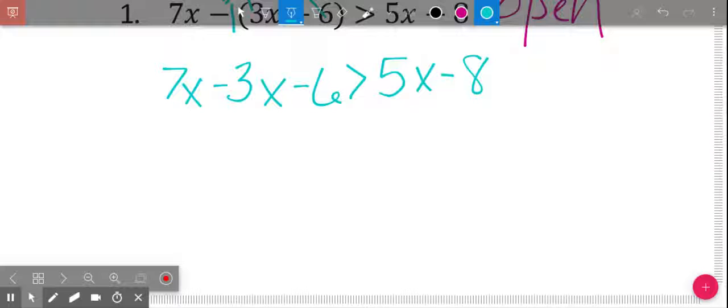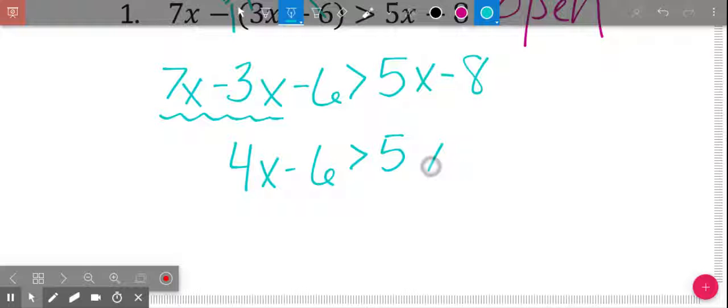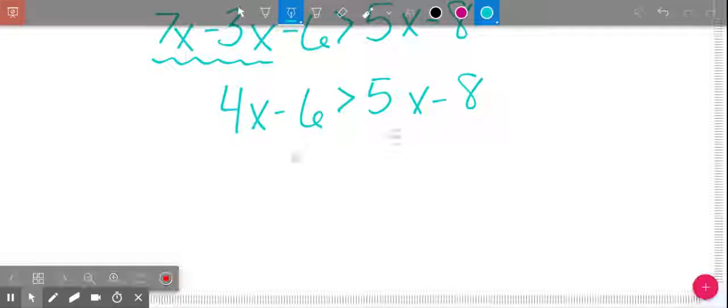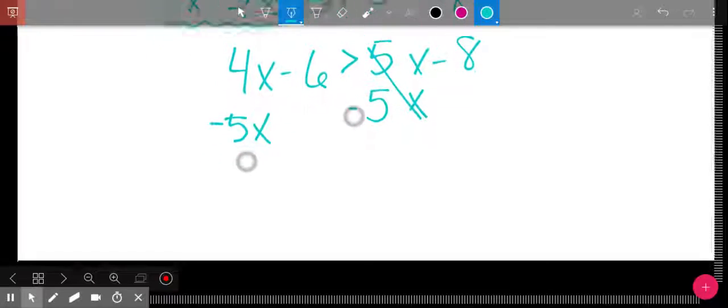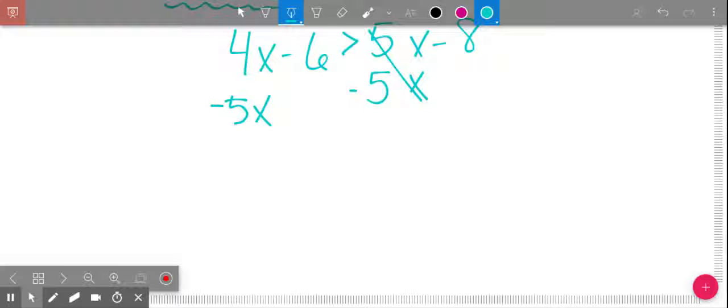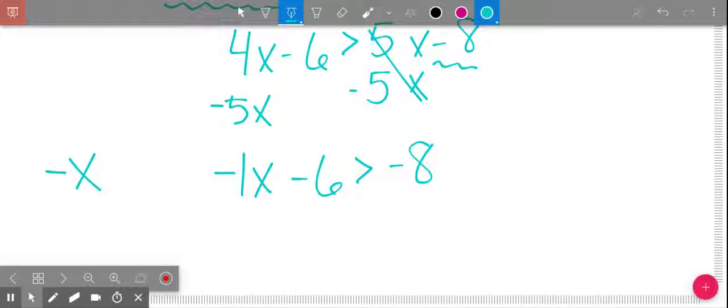From here, I'm still solving for my variable, so I'm going to combine like terms on the left. 7x minus 3x gives me 4x minus 6. It's still greater than 5x minus 8. Now I'm going to move all my variables to the left side, so I'm going to subtract 5x from both sides. Those will cancel, which is great. 4x minus 5x gives me -1x minus 6 is greater than, the only thing left was a -8. Now remember, if you only want to write it as -x, that is totally fine. It means the same thing.